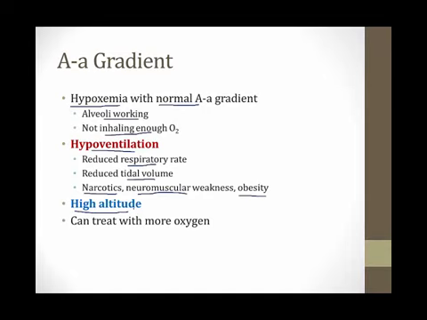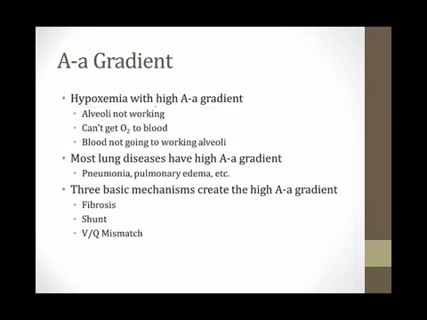And all these forms of hypoxemia with a normal AA gradient can be treated with more oxygen. That's because the alveoli are working just fine, and so if you push more oxygen into the lungs, you will raise the oxygen content of the blood. In contrast, when there's hypoxemia with a high or increased AA gradient, this means something's wrong with the alveoli. They're not working. Either they can't get oxygen to the blood, or the blood is not going to working alveoli. And most lung diseases have a high AA gradient, diseases like pneumonia and pulmonary edema and many other lung diseases.